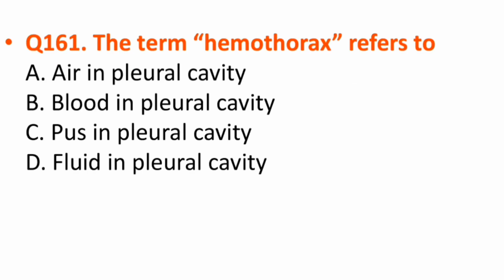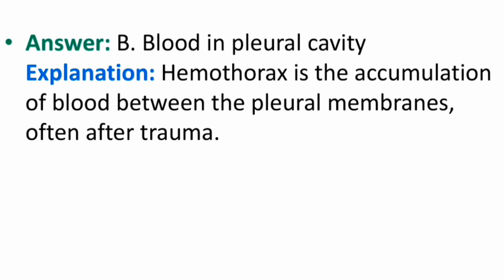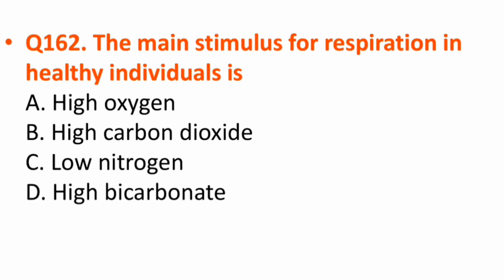The term hemothorax refers to option A, air in pleural cavity. Option B, blood in pleural cavity. Option C, pus in pleural cavity. Option D, fluid in pleural cavity. The correct answer is option B, blood in pleural cavity. Hemothorax is the accumulation of blood between the pleural membranes, often after trauma.